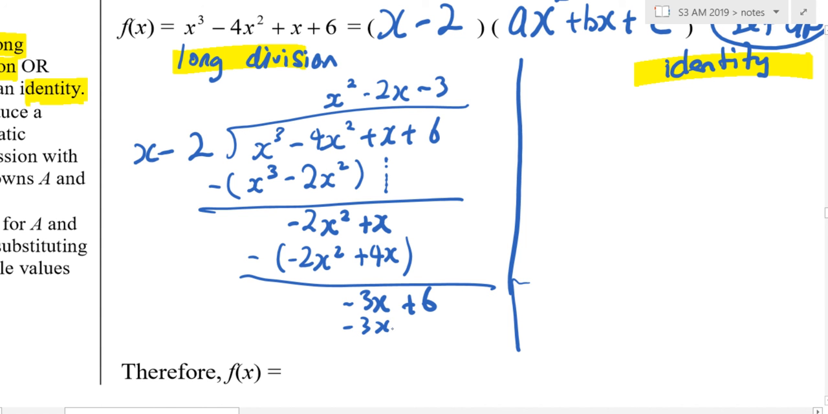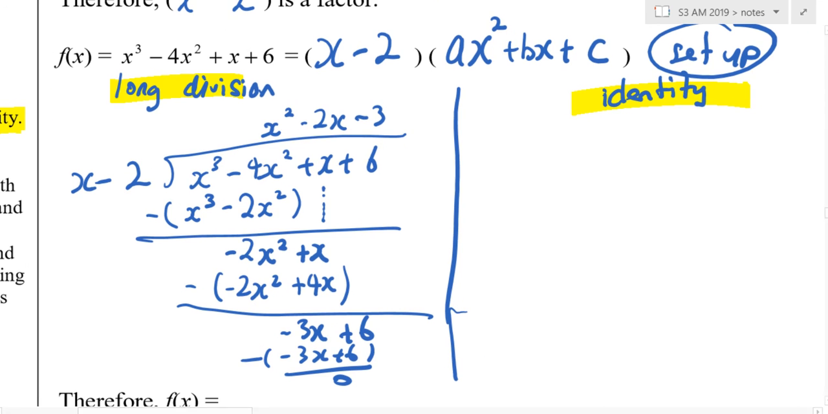Minus 3x plus 6, 0. Now, can you take out your highlighter? Highlight. This one is the same as this one. What does it mean? If you do your long division correctly, there's nothing else to do. No need to expand, no need to compare, no need to substitute. Boom, answer.